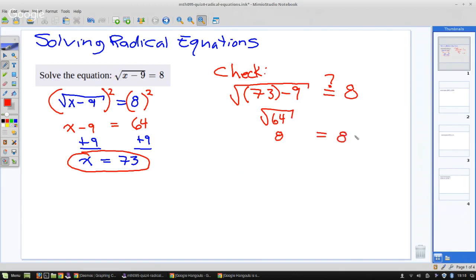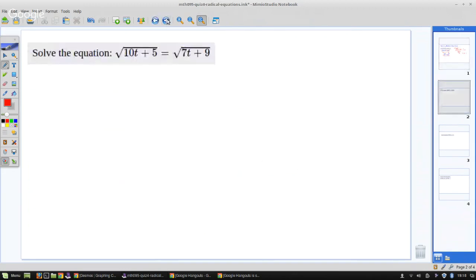So I do get 8 equals 8. It balances, check. That is a solution to the equation above. So I did find one. Let's try another. This one's a bit more difficult. It's got a square root on each side. And so we're going to do a similar trick to before.